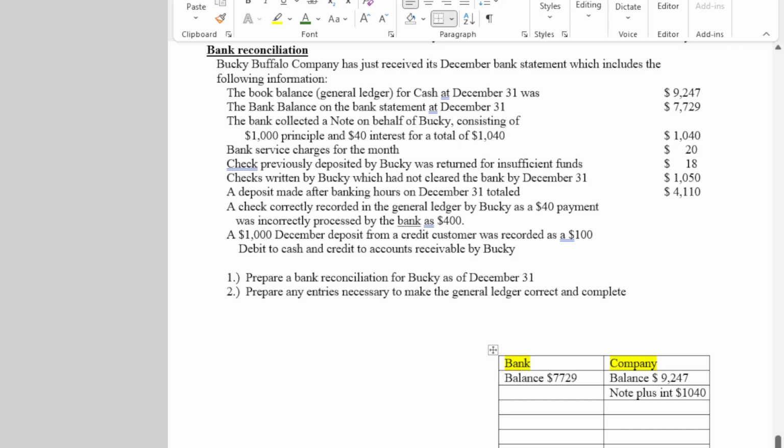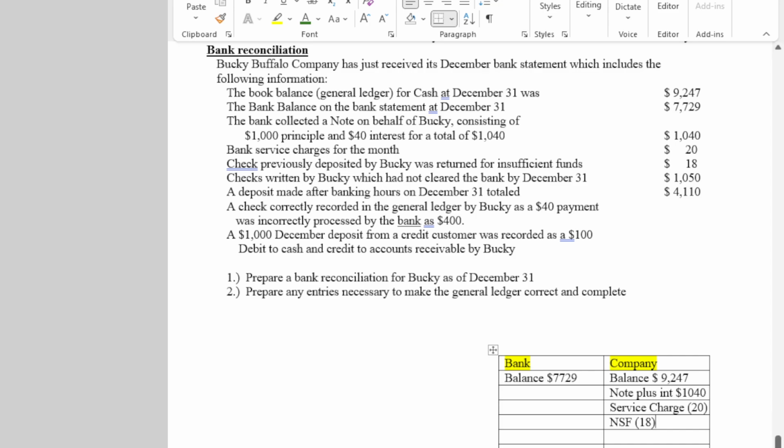Then we've got our bank service charge for the month. Service charge, that's going to be on this side right here. Think about this one. This one's going to be a negative. Then checks previously deposited by Bucky's was returned for insufficient funds. So this right here, this is just going to be considered an NSF. And that's the best way to think of it. When it's returned, it's an NSF, so it automatically means it's going to be subtracted.